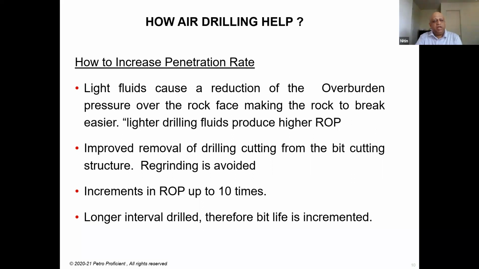And how does it increase the rate of penetration? We discussed rate of penetration a little while ago, so let us see how it increases your penetration rate. Lightweight fluids basically reduce the overburden pressure over the rock face, making the rock break easily, and basically increase your rate of penetration. This has been seen, and you would see numerous case studies and technical papers written by various authors. They have done a lot of experiments on this, showing that by reducing the drilling fluid density, you can achieve higher ROP.